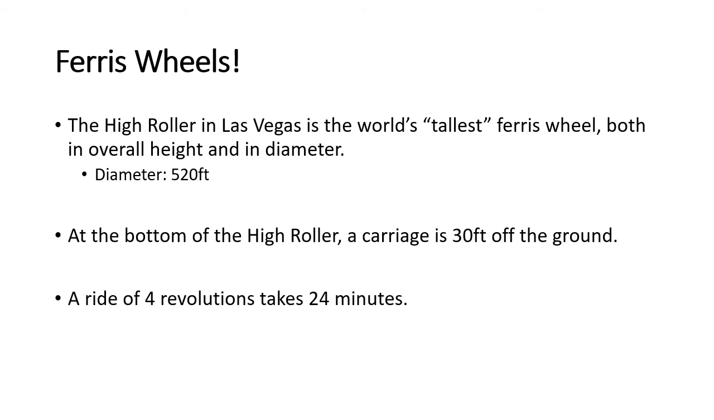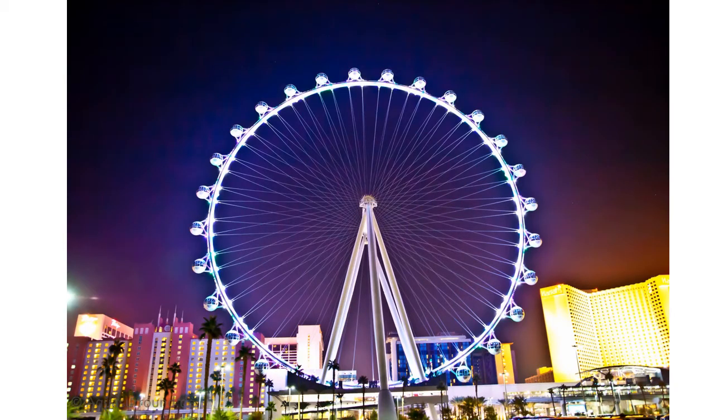Here's a real world example actually. Ferris wheels. If you know what a Ferris wheel is, they go up and down in a big circle. And one of the largest, I think at the time I wrote this, the High Roller Ferris wheel in Las Vegas is the tallest Ferris wheel. So there's some information about it here. Here's what it looks like. Okay, so you get in at the bottom, and you go around, and you take a ride of 4 revolutions, and that ride of 4 revolutions takes 24 minutes.